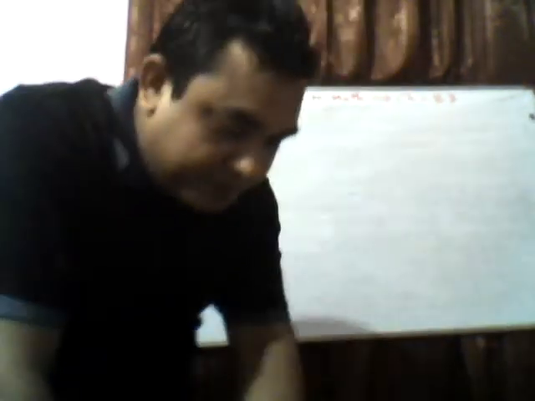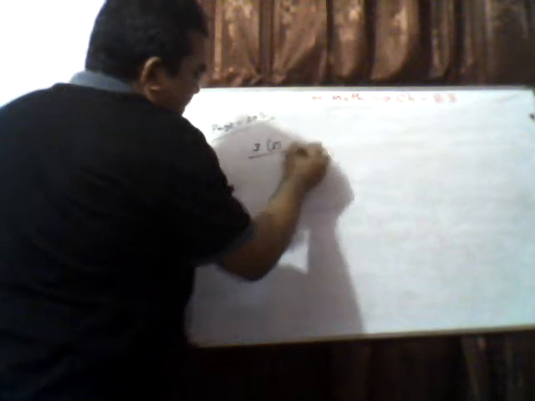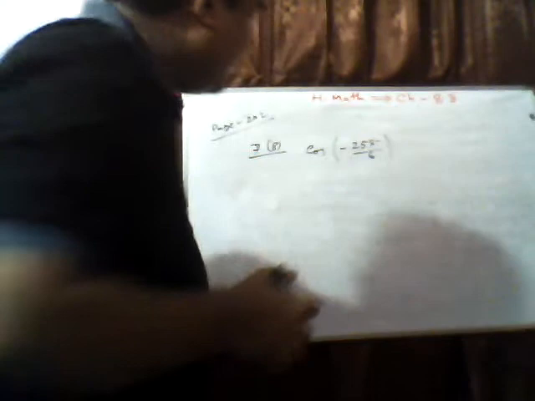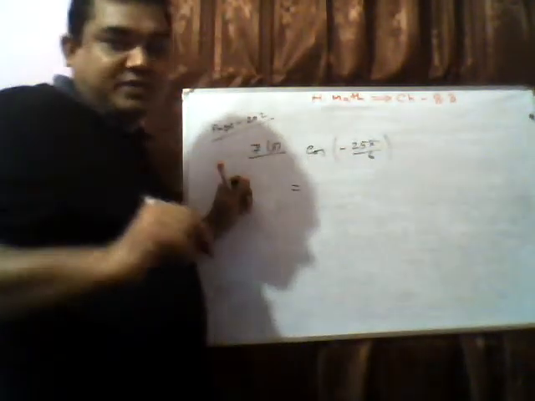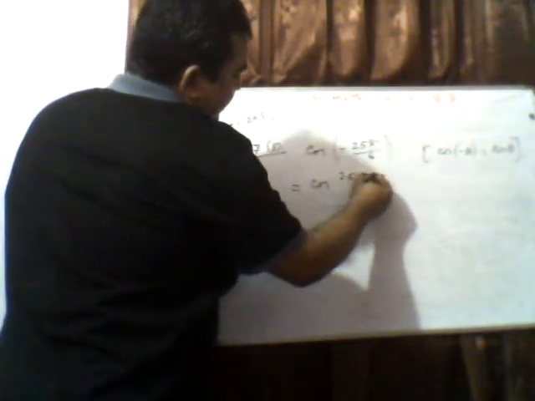Another math we solve. Number 7 in 8: cos minus 25 pi by 6. We can write cos minus theta. We know cos minus theta equals plus cos theta. So we get cos 25 pi by 6.